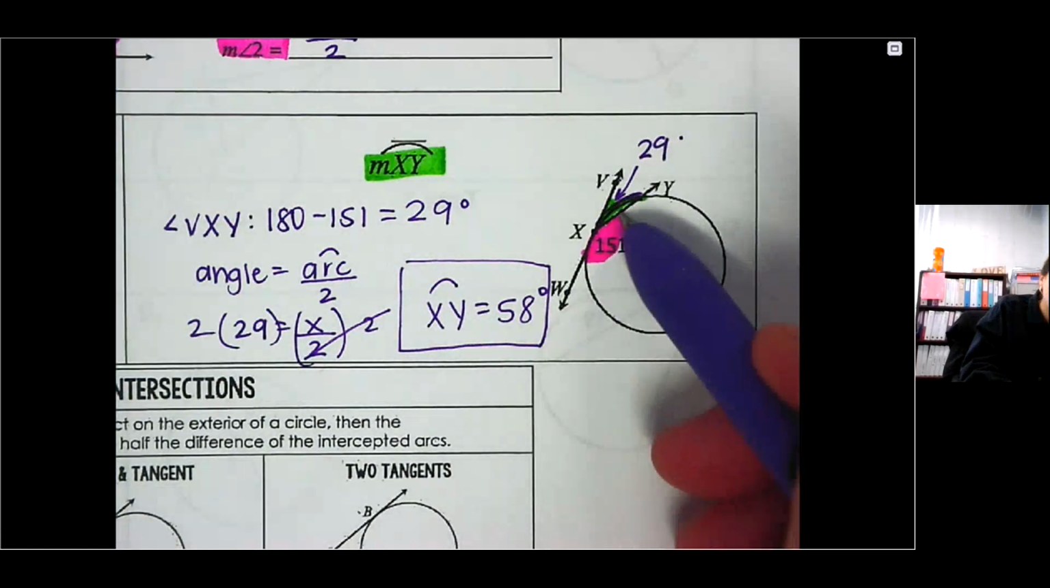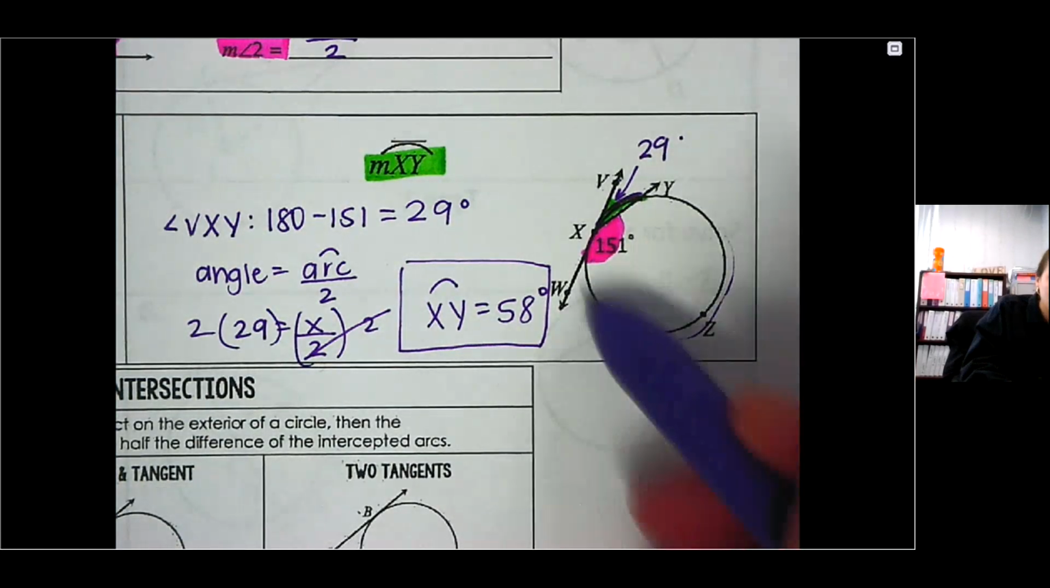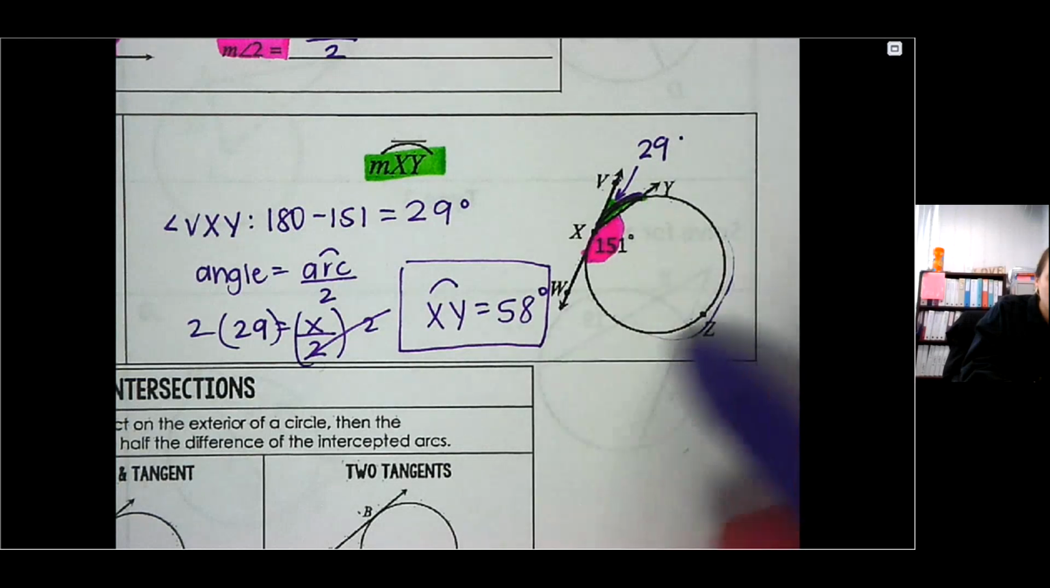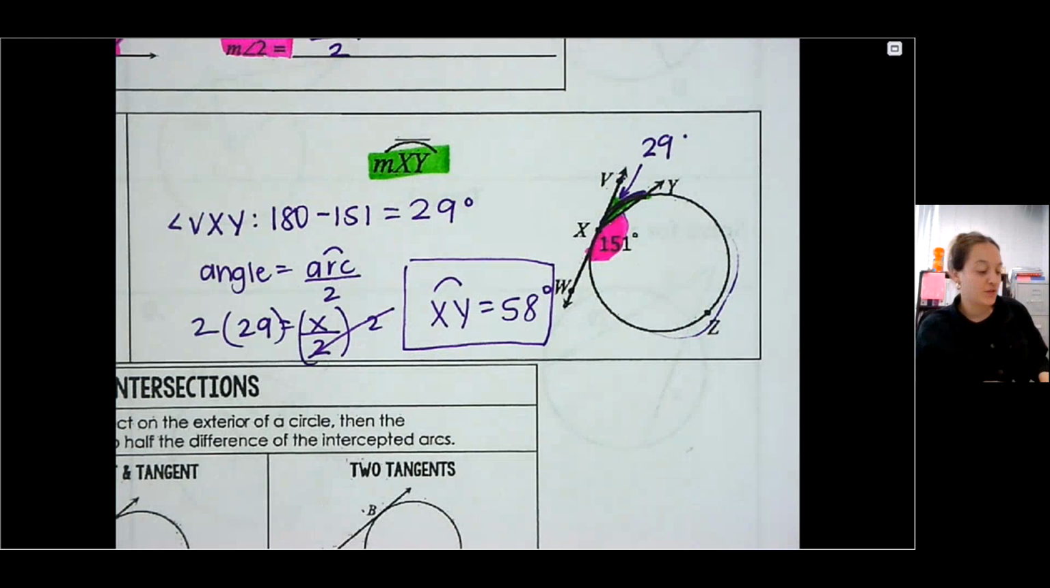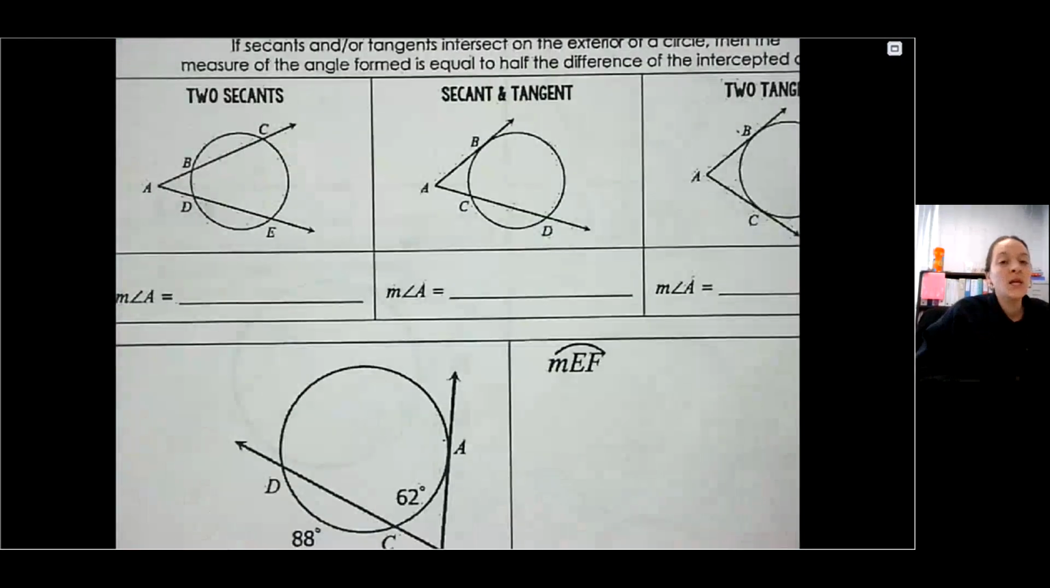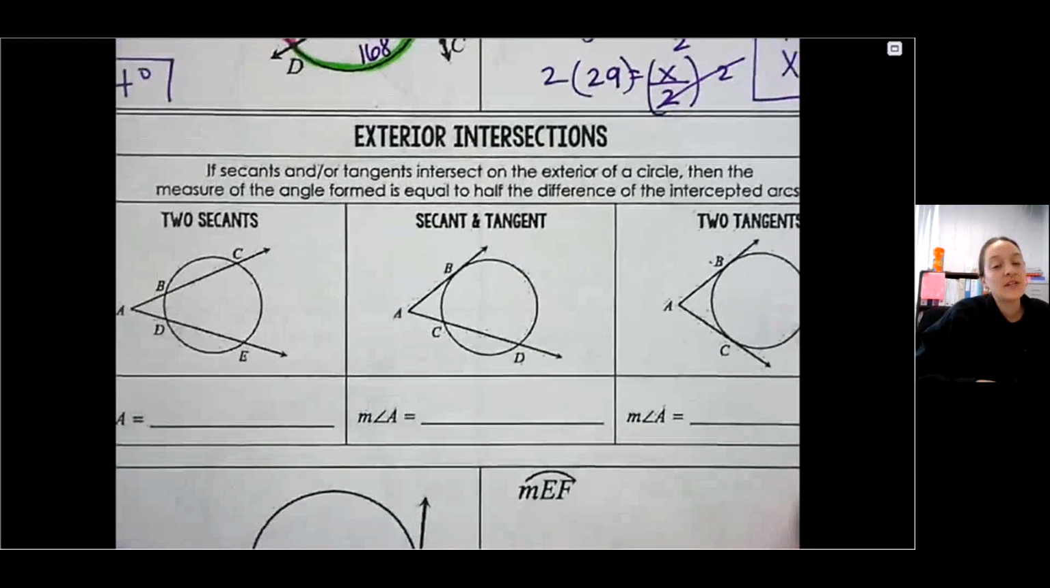You also could have doubled the 151, gotten the rest of this, like the edge of the circle here, the arc, and then just subtracted from 360. So there's a lot of different ways you could have done this problem. The last ones are exterior intersections.